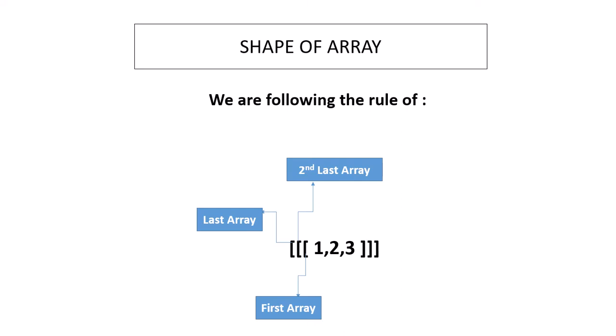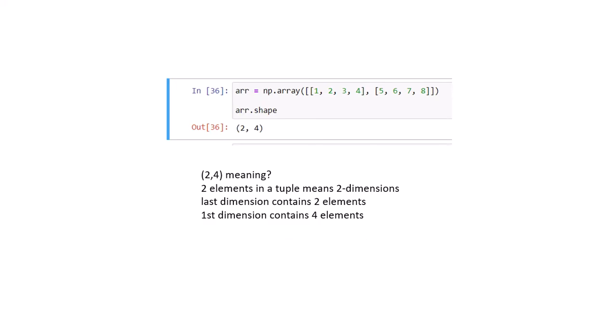Anyway, the rule is very simple. Also, if you have any confusion in following the array dimension, you can watch my previous video. I have attached the link somewhere here. Okay, so moving on, let's take the example.